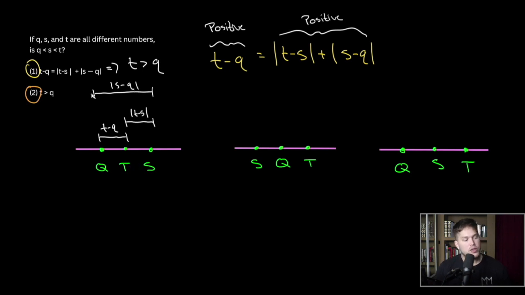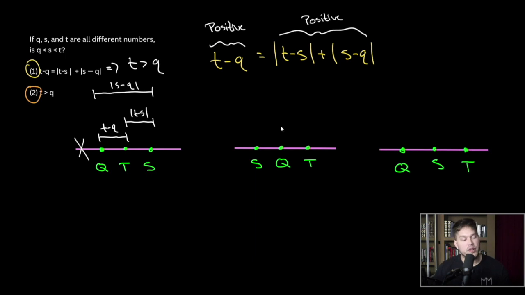All right, so we need to understand this a little bit in order to solve the problem. Looking at this, we can see that our t minus q is clearly not our s minus q plus our t minus s. It would be way longer. It would be like way out here. And so this first number line is not going to be valid.